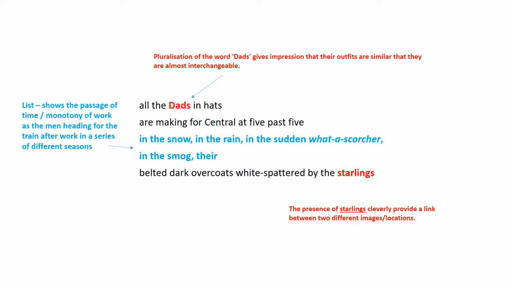The word dads has been pluralised to give the impression that their outfits are really similar and they're almost interchangeable. It's about this comfortable, familiar routine there. Making for Central, that's a familiar idea, a familiar place that you recognise. And we have this list of snow, rain, the smog, and it really shows the passage of time here. Obviously in Scotland we can often get all of these different weathers in the same day, but it's meant to show all the different times of the year that they are going to work, but how it still kind of remains the same. We have the presence of the starlings here, which, if you think about the birds that you see round about George Square, is going to connect the two locations.